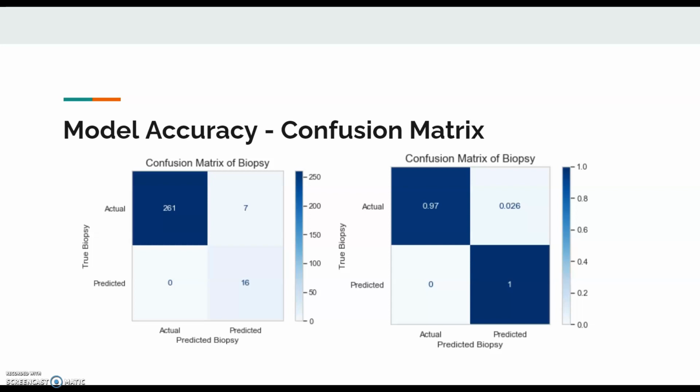Now, let's look at the model accuracy. Let's see whether the logistic regression was accurate. On the left, we have the confusion matrix, right?